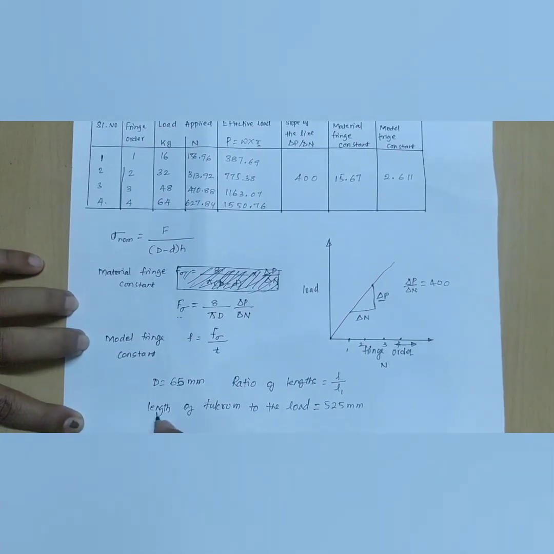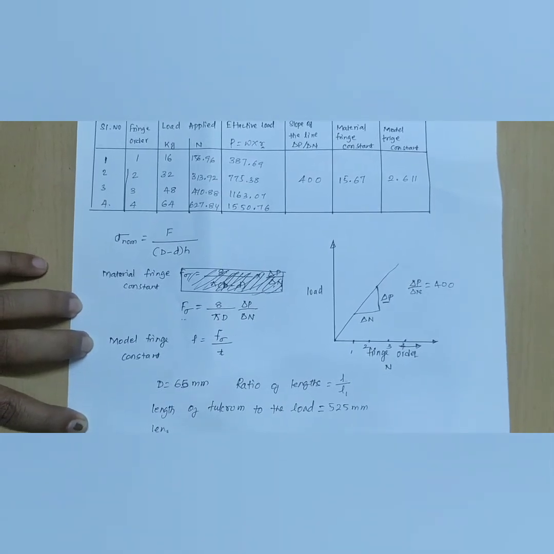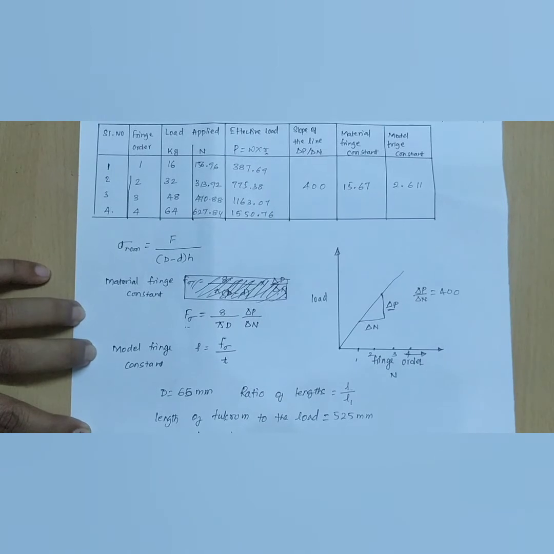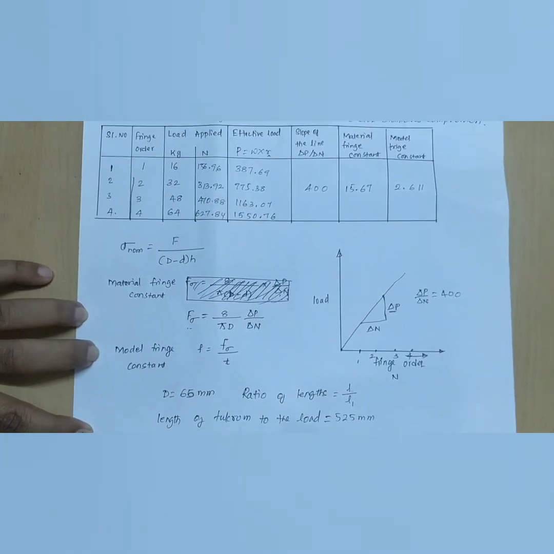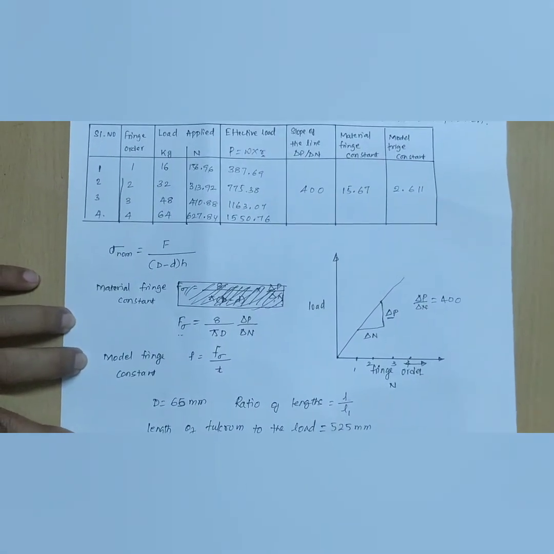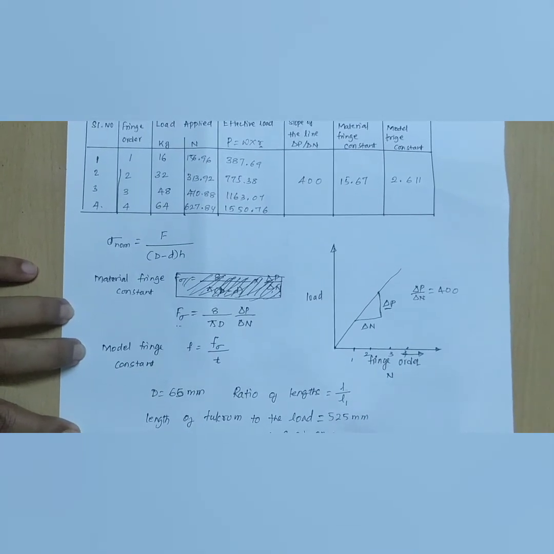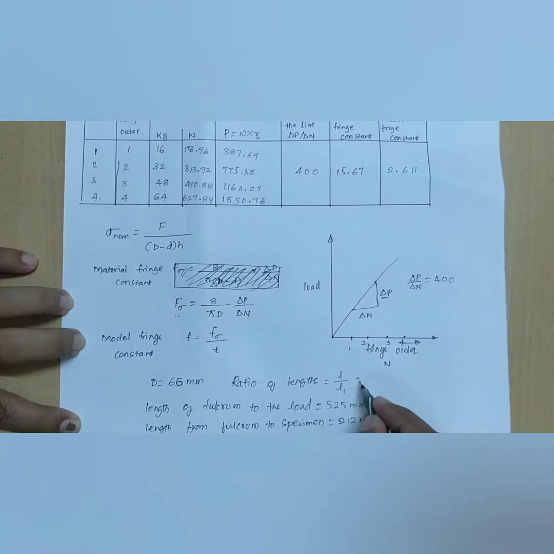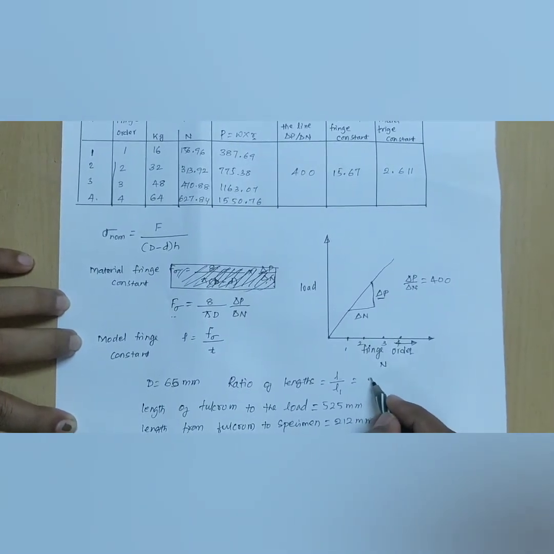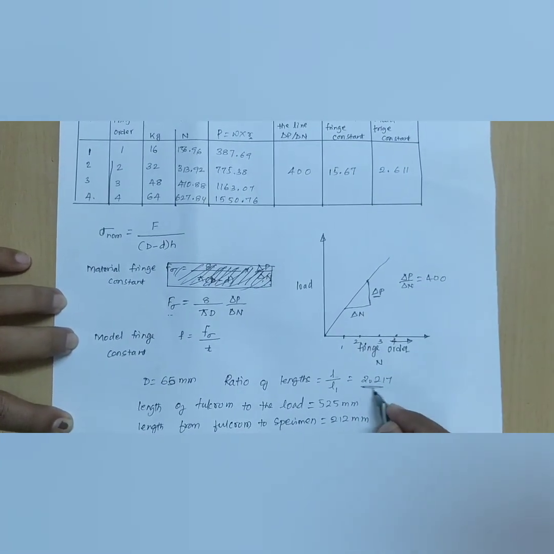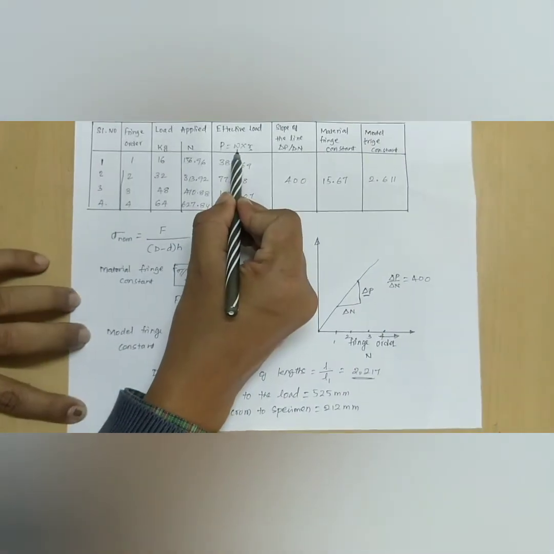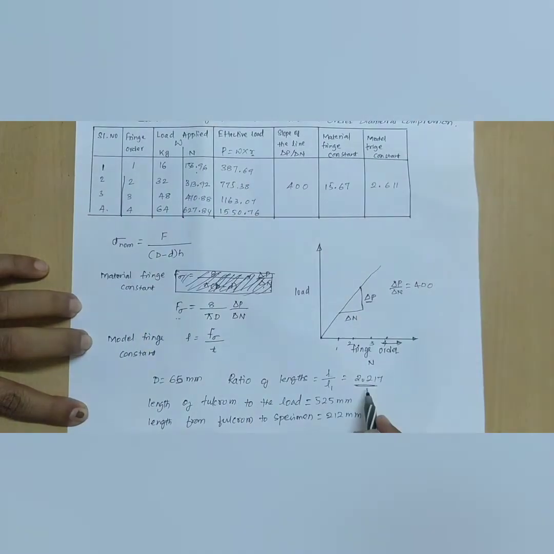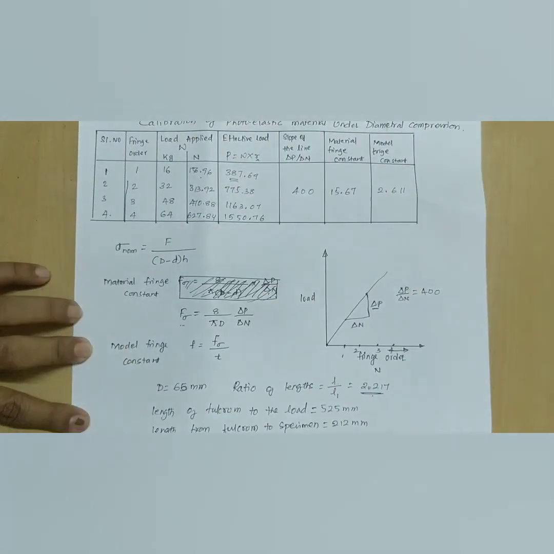And the length from the fulcrum to the specimen, in our instrument, is around 212 mm. So this ratio of lengths happens to be around 2.217. That is the load we are considering here. So this load in Newton, multiplied by 2.217, will give you this value. Thank you.